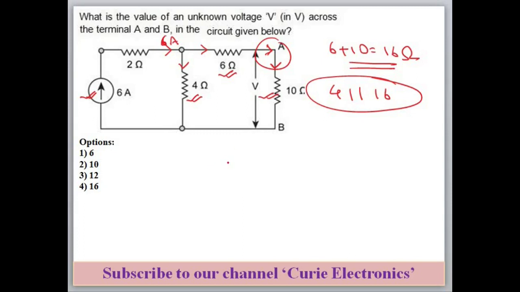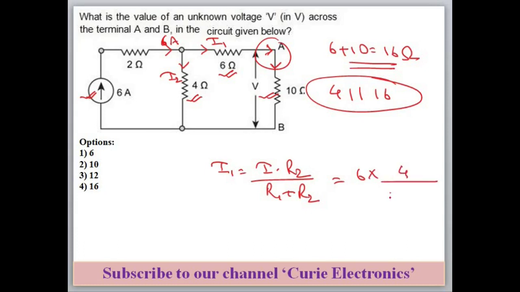Now we can use the current division rule. Let us suppose this is I1 and this is I2. We have to find I1. I1 is equal to I into R2 by R1 plus R2. Your I is 6, R2 is 4, by R1 plus R2, 4 plus 16. So 6 into 4 by 20. Correct? 16 plus 4, 20. 4 से 5 बार में लग जाएगा. So the answer is 6 by 5 ampere.